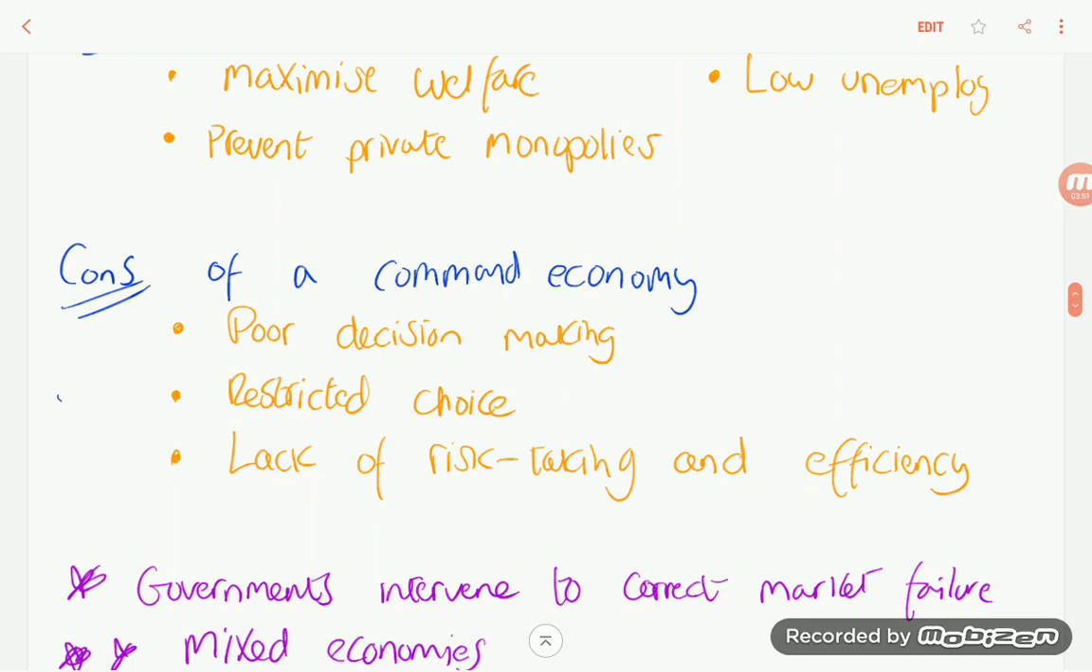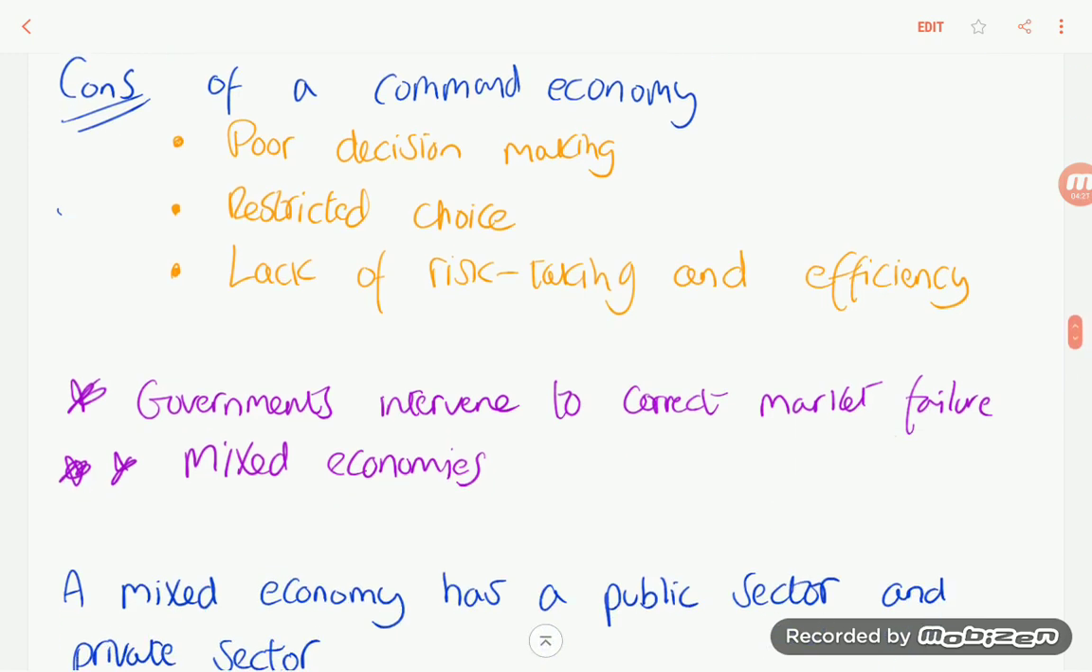Cons of a command economy. Poor decision making. A lack of information means the government may make poor and slow decisions about what needs to be produced. Restricted choice. Consumers have a limited choice in what they can consume, and firms will make what they're told to make. Lack of risk-taking and efficiency. Government-owned firms have no incentive to increase efficiency, take risks or innovate because they don't need to make a profit.